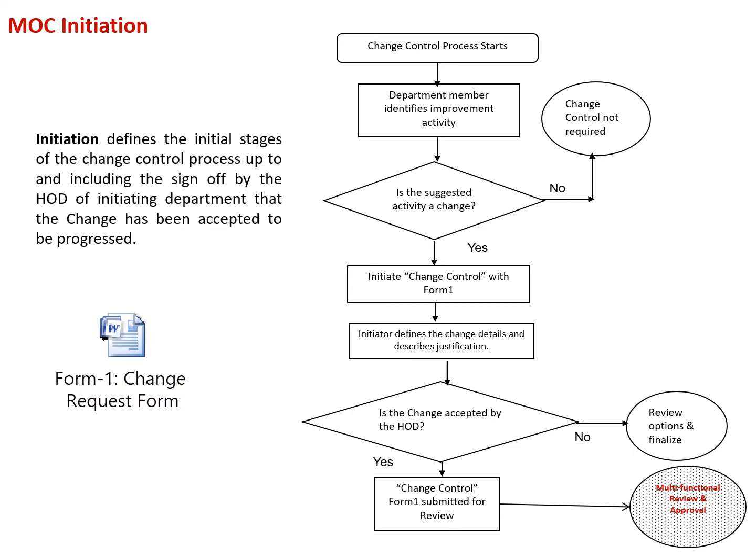MOC initiation. Generally there will be a change request form. It differs from site to site and company to company. Whatever it is, the process flow is the chain of control process. The user department will raise the request if any changes are there. He will discuss the same with his HOD and the changes are recorded, and the form 1 or the initial request form will be submitted for review to the cross-functional team.